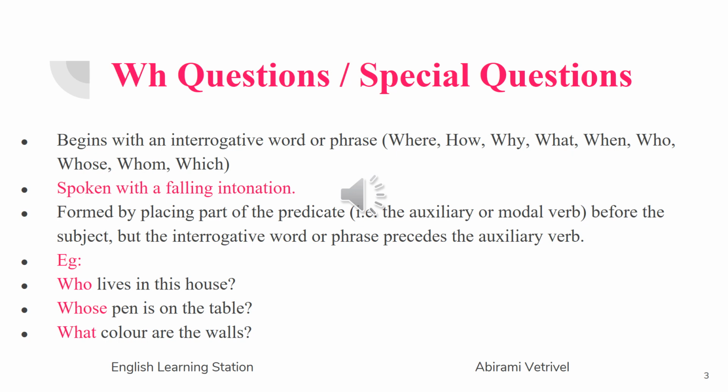Here, all these WH questions begin with the WH word such as who, whose, what, etc. And whenever a WH question is posed, it expects information as an answer. Who lives in this house? The answer would be the name of the person who lives in that house. Whose pen is on the table? Again, the owner of the pen would be identified through this question. Therefore, WH questions are questions which expect information as an answer.